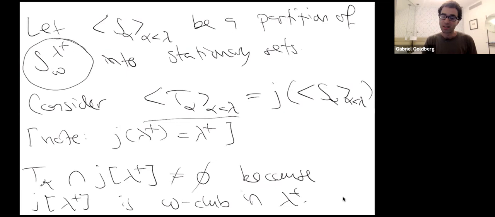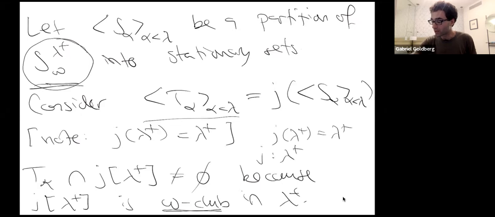It's worth checking this. It's a useful fact. So these two filters are the same, and that implies that a stationary subset of the cofinality omega ordinals has to meet every omega closed unbounded subset of lambda plus. So j image lambda plus is unbounded in lambda plus, and that's just because j of lambda plus was equal to lambda plus. So we've got this function, an increasing function from lambda plus to lambda plus. And so its range, j image lambda plus, has to be cofinal.